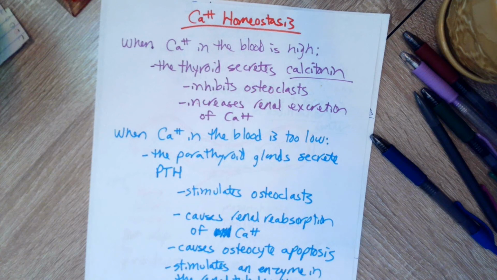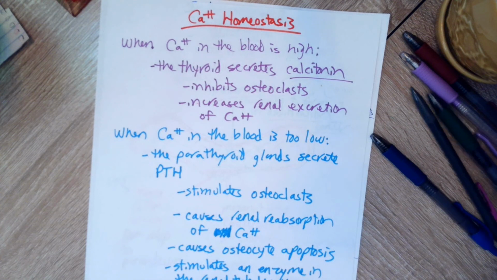So what we want to do is if it gets too high, we want to bring it back down, and if it gets too low, we want to bring it up. And we use the bones as sort of a storage place for calcium. When we have extra calcium in the blood, we can put it into the bones and store it there. And then when the calcium in the blood gets too low, we can pull it out of the bones using our osteoclast, which will then release that calcium back into the blood where we can use it.